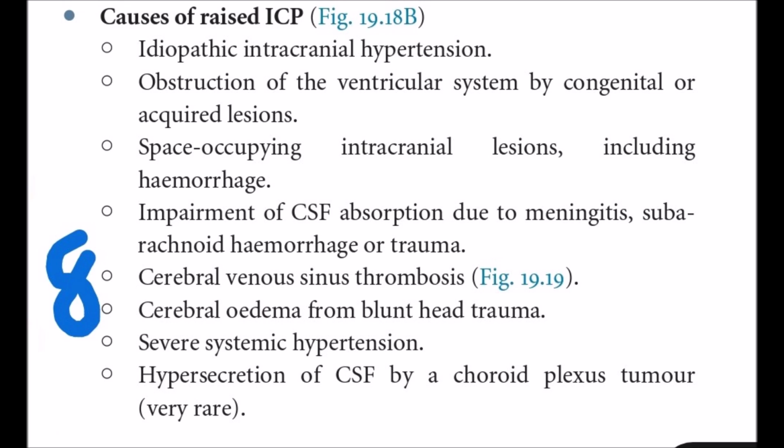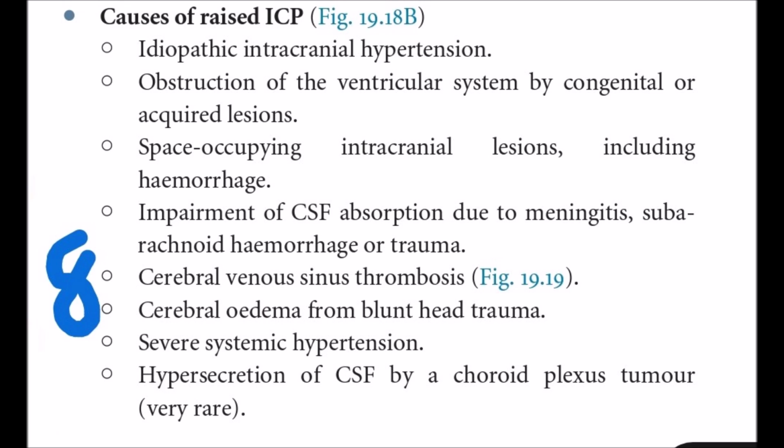Now, causes are very important. Most importantly, idiopathic intracranial hypertension. Number 2, obstruction of the ventricular system by congenital or acquired lesions. Number 3, space occupying intracranial lesion including hemorrhage. Number 4, impairment of CSF absorption due to meningitis, subarachnoid hemorrhage or trauma. Number 5, cerebral venous sinus thrombosis.